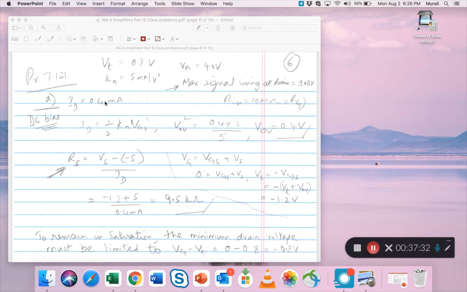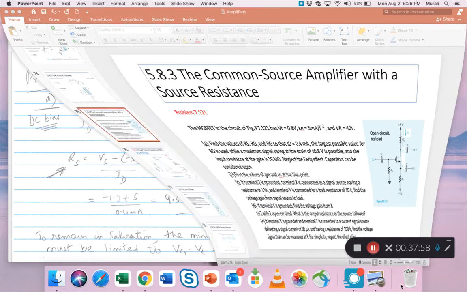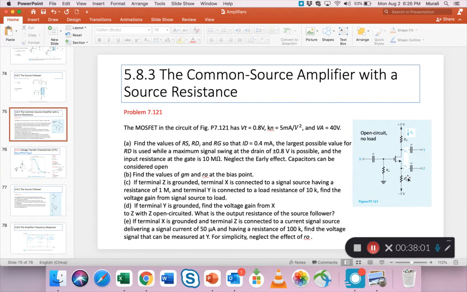So ID, in certain conditions, I guess, let's put it that way. Okay, so ID is given 0.4, ID has this formula, so we can find VOV to be 0.4 volts. Our source resistance is V source minus the voltage, we are talking about the source part, right? So our RS is this V source minus this divided by the current, right?